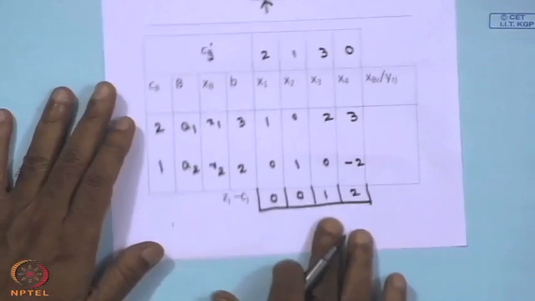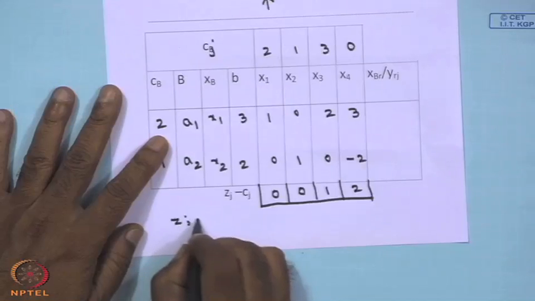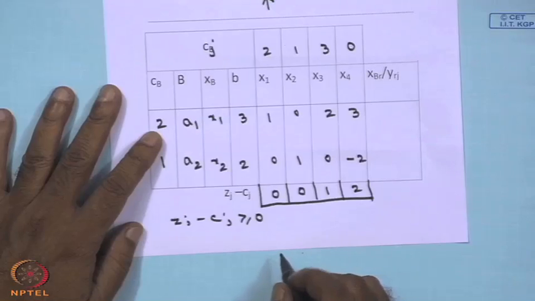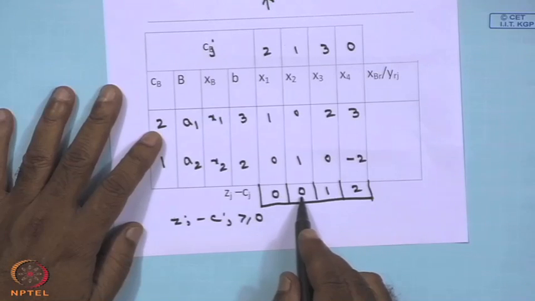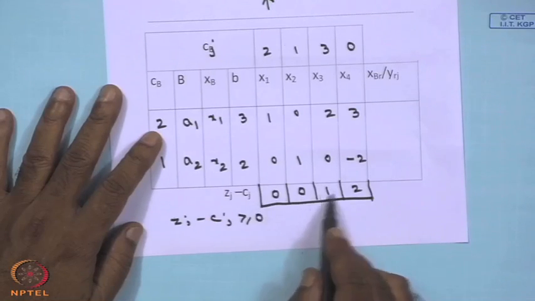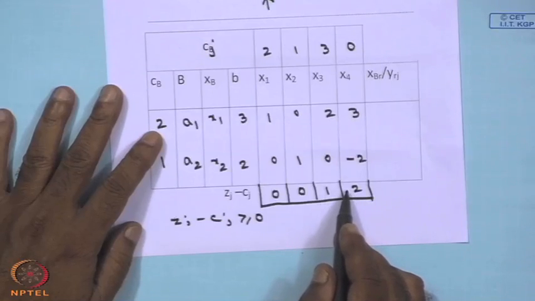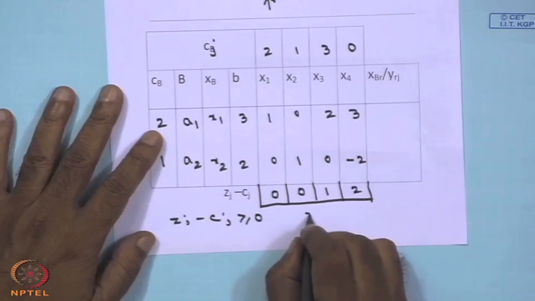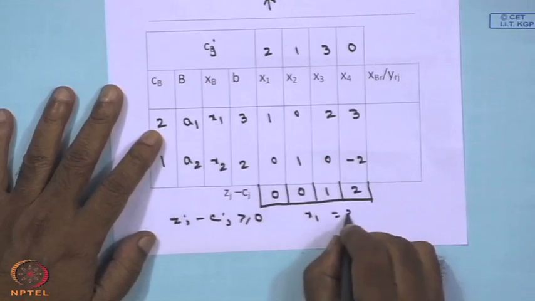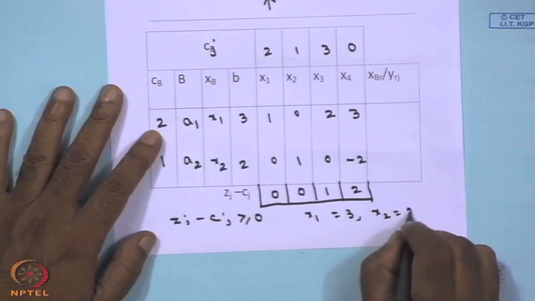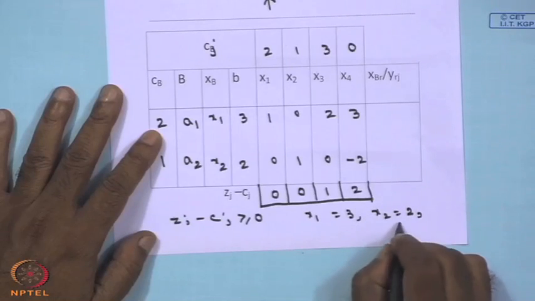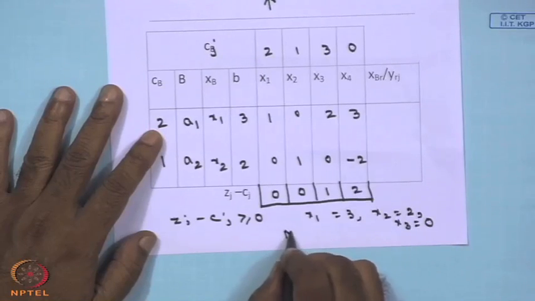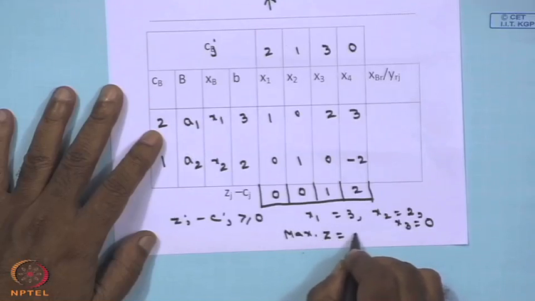Now in this table, z j minus C j is greater than or equal to 0 for all j, z j minus C j is 0 for the basic variables, and z j minus C j is greater than 0 for the non-basic variables x 3 and x 4. So you can say that the solution is unique, and you can write x 1 equals 3, x 2 equals 2, and x 3 is not present in the basis, therefore x 3 will be 0, and max z, if you calculate, will become 8.